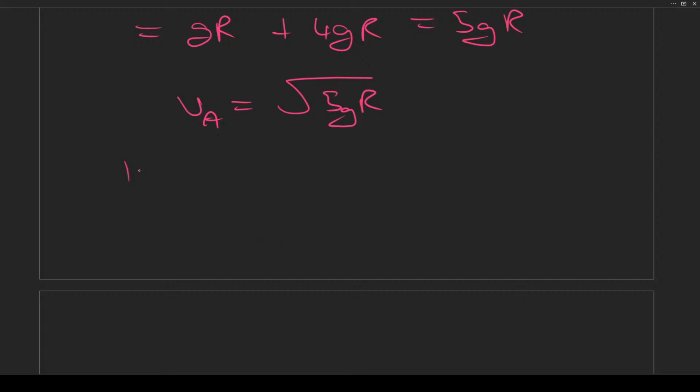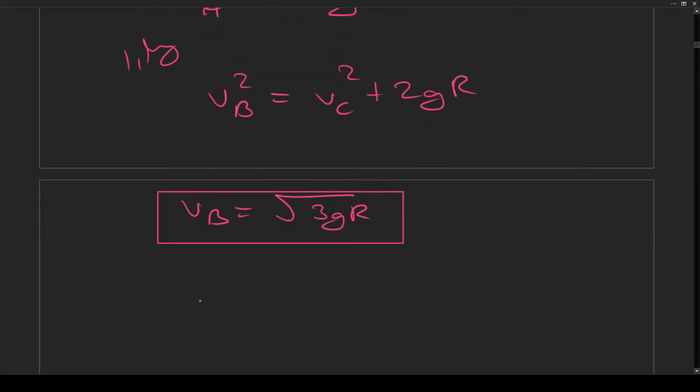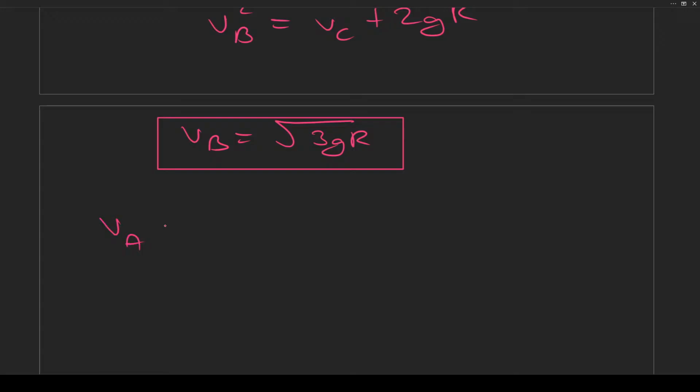And similarly VB square is equal to VC square plus 2gR, which gives VB equal to root 3gR. Then we will get VA is to VB is to VC equal to root 5 is to root 3 is to root 1, or 1. Next question.